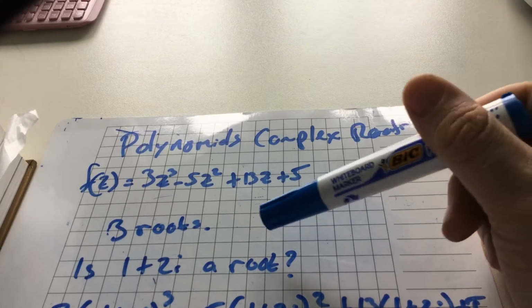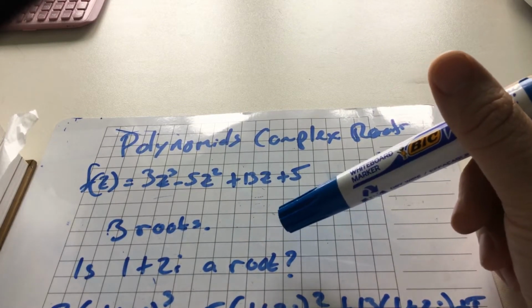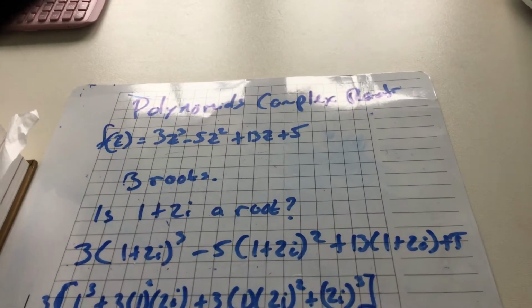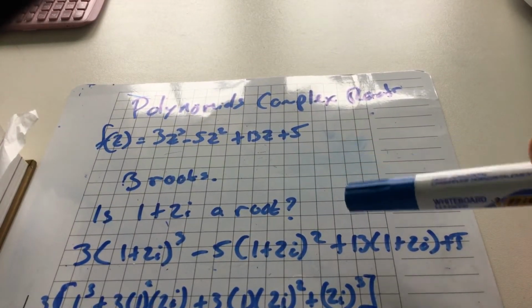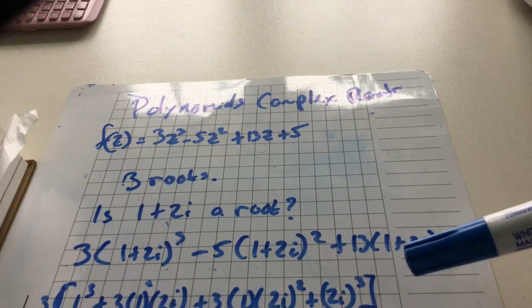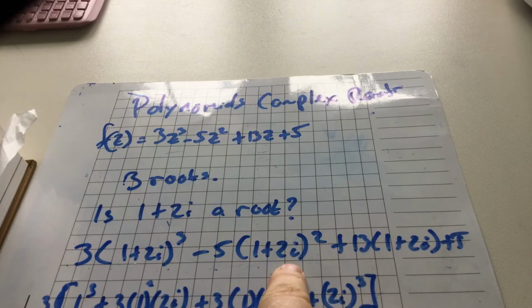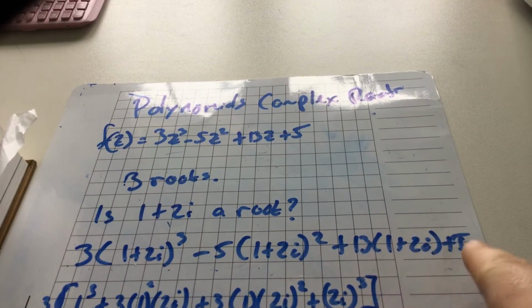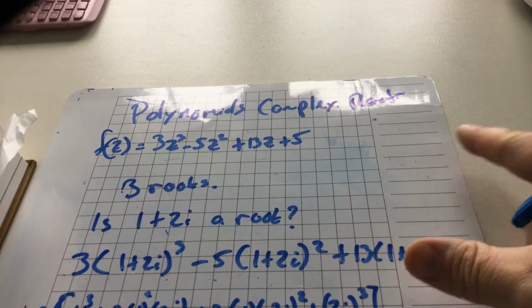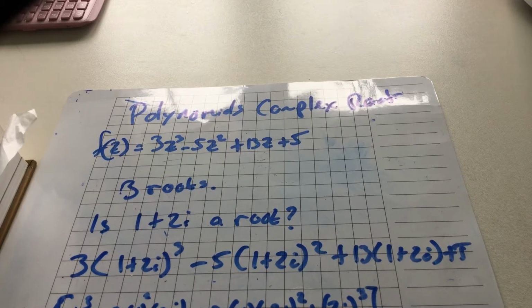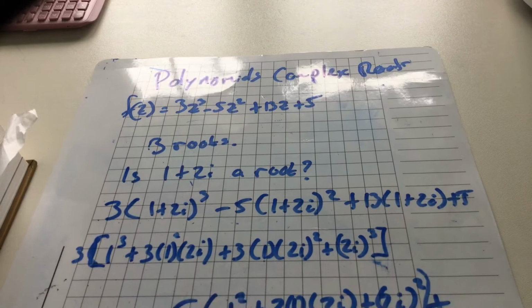So, the first thing I might do is, is 1 plus 2i a root? And this is solved the exact same way as usual. I sub in my root, and I need to show that it equals 0. So (1 plus 2i) cubed minus 5(1 plus 2i) squared plus 13(1 plus 2i) plus 5. Now, you can have a go at this. If you pause the video, have a go at this. It's good practice for your algebra with complex numbers. So pause it, have a go at it, and then press play. I'll just run through it now.